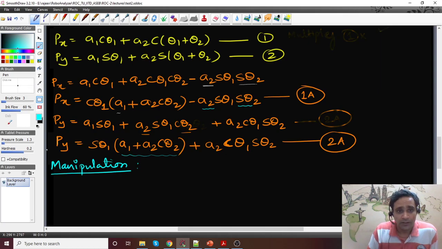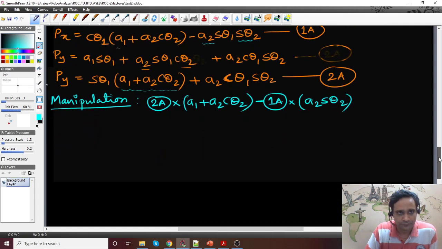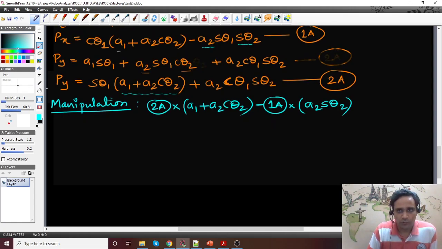It could be. Okay. So what I'll have is equation 2a into a1 plus a2 cos theta 2 minus equation 1a into this term a2 sin theta 2. Okay, this is one of the manipulations. We'll do it and we'll come to know what happens. So 2a is here, I'll have to multiply with this term.